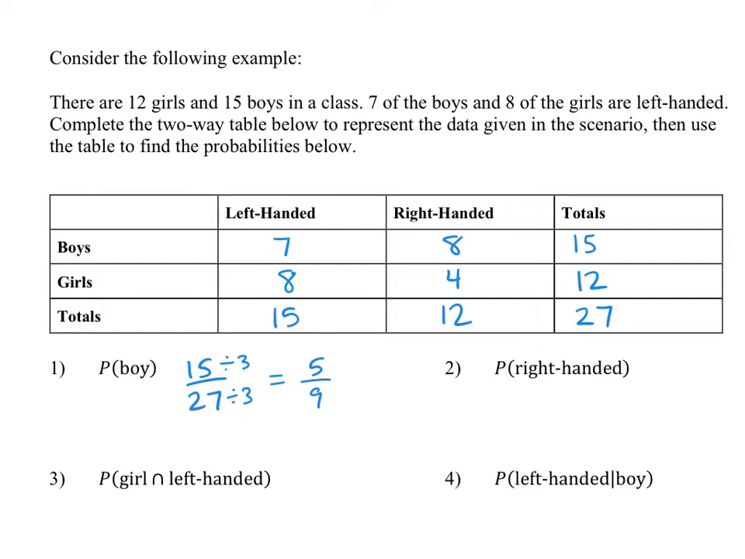Number 2, probability of being right-handed. Well, how many people are right-handed? Here's right-handed. Let's go down and see that there are 12 total right-handed people. Out of how many in all? Well, that would be the total. There are 27 in all. And then this can be simplified as well. So that would be 4/9.